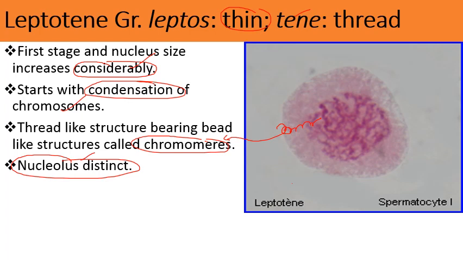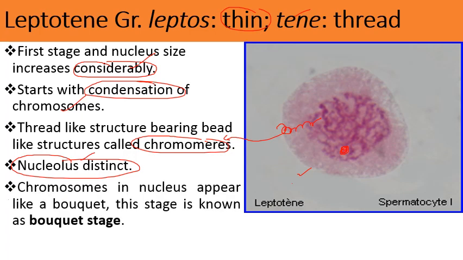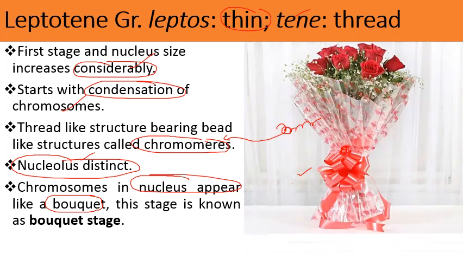And this is the photograph which shows this leptotene stage. Here, there is a prominent nucleus, and the chromosomes in this stage inside the nucleus appear like a bouquet. So they give the appearance of a bouquet. That's why this stage is also known as bouquet stage. इसलिए इस stage को bouquet stage भी कहा जाता है.